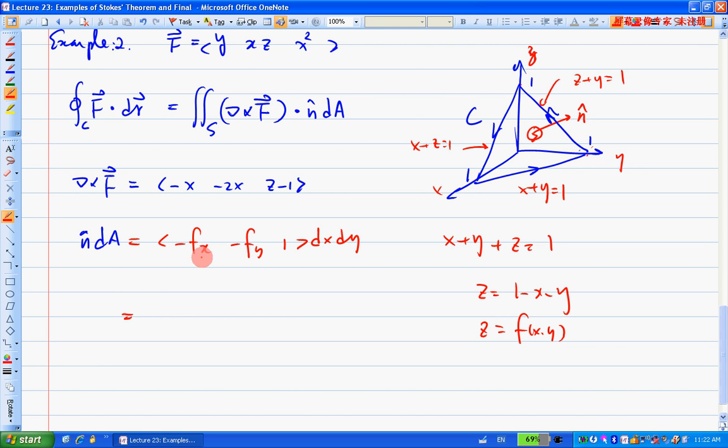So f_x is partial f over partial x, and partial f over partial y. What is my f again? It's 1 minus x minus y. So partial f over partial x gives me negative 1, so negative negative becomes 1. Partial f over partial y is negative 1, negative negative, another 1.